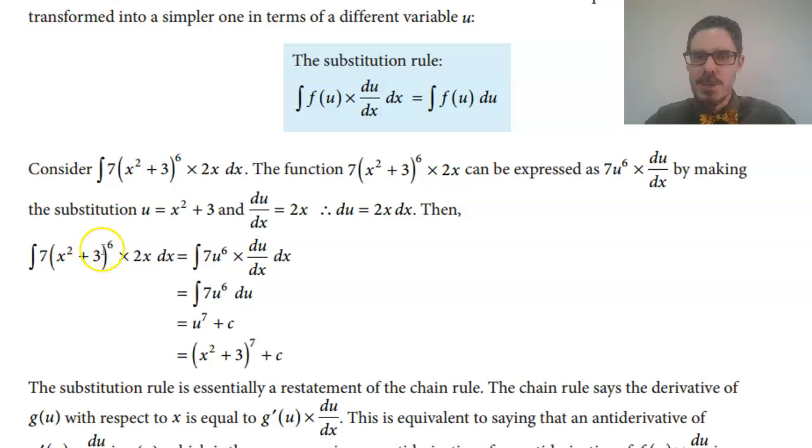Because then we can write our original integral, this one, as the integral of 7u to the 6 du dx dx. And then we use integration by substitution, or the chain rule. This bit becomes just du. So then I'm integrating this with respect to u, which is u to the 7 plus a constant. Finally, I need to express my answer in terms of the original question, which was x. So replace u with x squared plus 3.